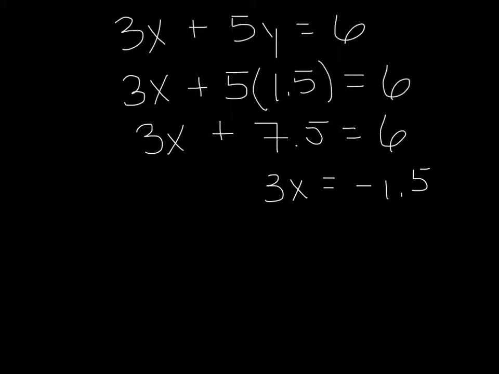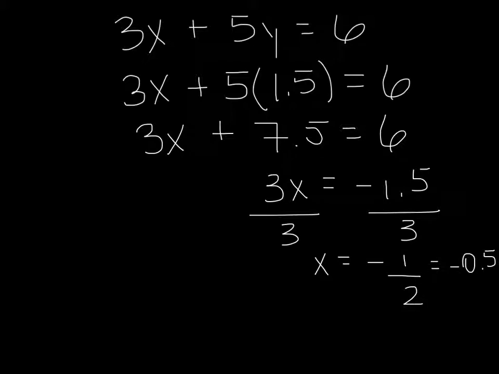And then lastly, if I divide both sides by 3, I'm going to get x equals negative 1/2, or negative 5/10. So we think that negative 5/10, comma 1 5/10 is our solution, but we do have to check it. So we're going to check this point with both equations.